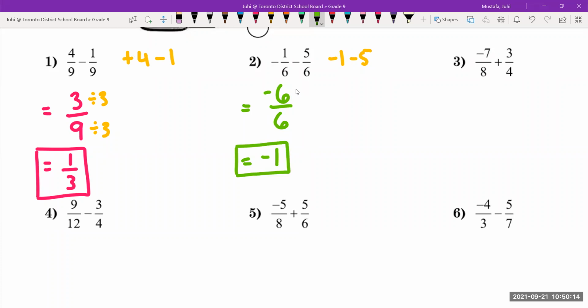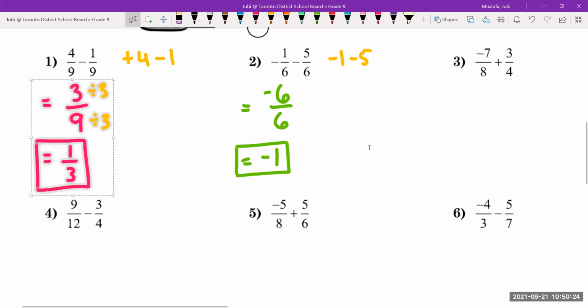Another way to think about it is you're just dividing the top and the bottom by 6, right? 6 divided by 6, 6 divided by 6. How are we doing so far? Is it okay? Nice and simple, right? Okay.